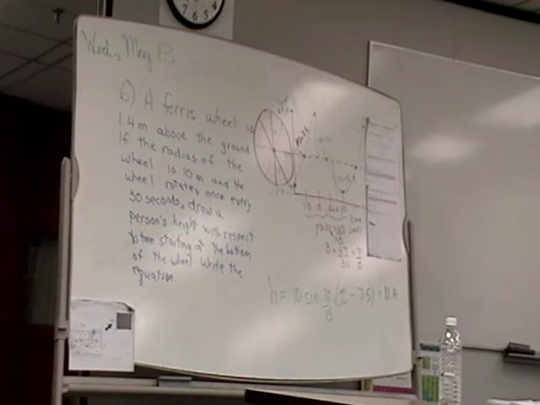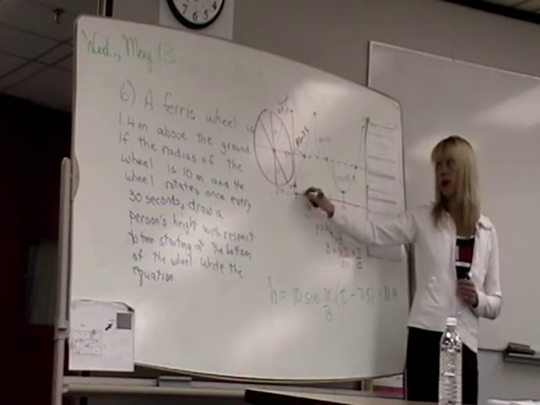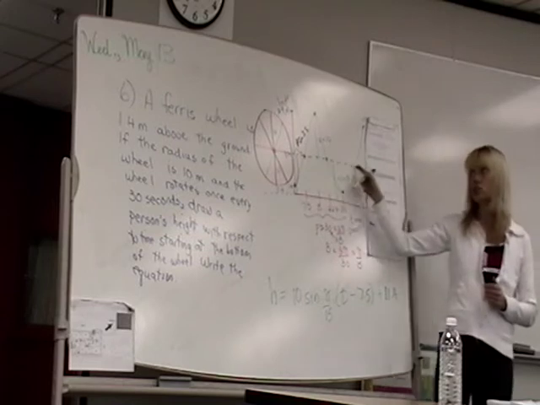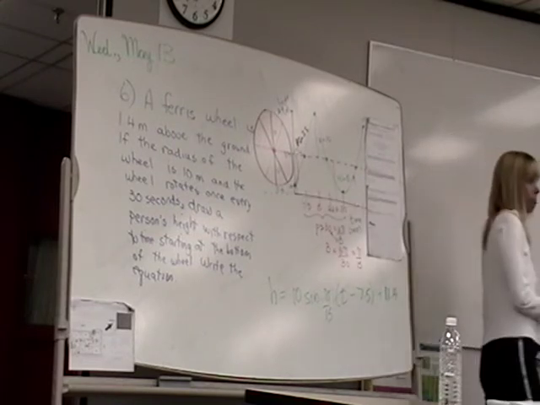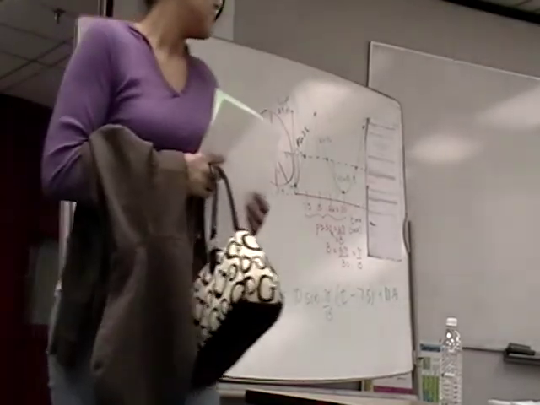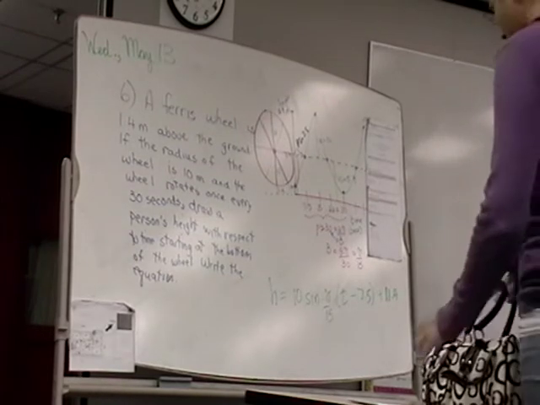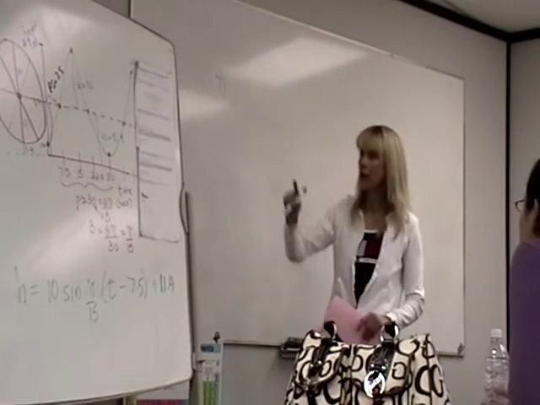Why is the vertical shift 11.4? Because the bottom of the wheel is 1.4 above, and the radius is 10, so you have to add, and that's your imaginary middle. So you go 10 plus 1.4 is 11.4. So your imaginary middle is your vertical shift? Yes. Okay, that's it.